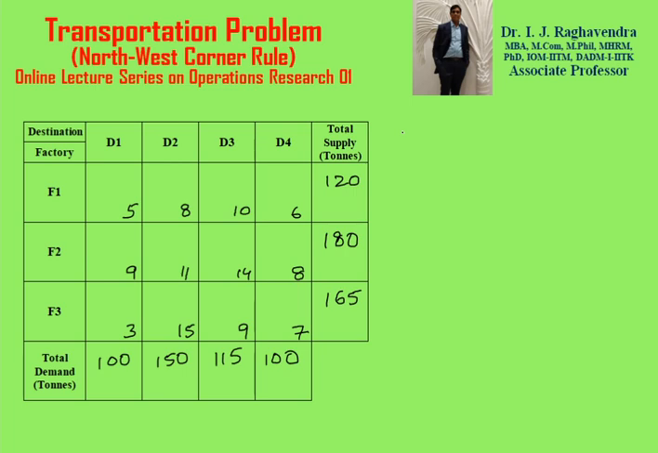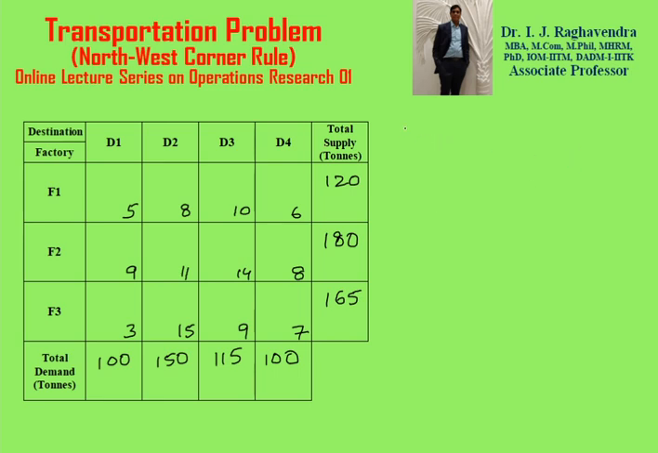Here the given matrix consists of three factories and four destinations. The capacity of three factories are shown under the supply column, that is F1 equal to 120, F2 equal to 180 tons and F3 equal to 165 tons. The demand of four destinations are shown under the demand row, that is D1 100, D2 150, D3 115 and D4 100.